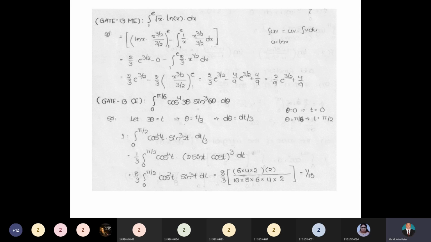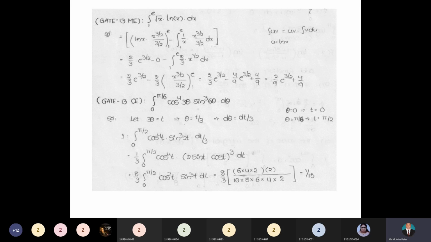Here, the theta limit is pi by 6, so find the corresponding t limit. Replace it in 3 theta is equal to t. So that is 3 into pi by 6, so you get pi by 2. So t equals pi by 2. So it's converted to the standard form.